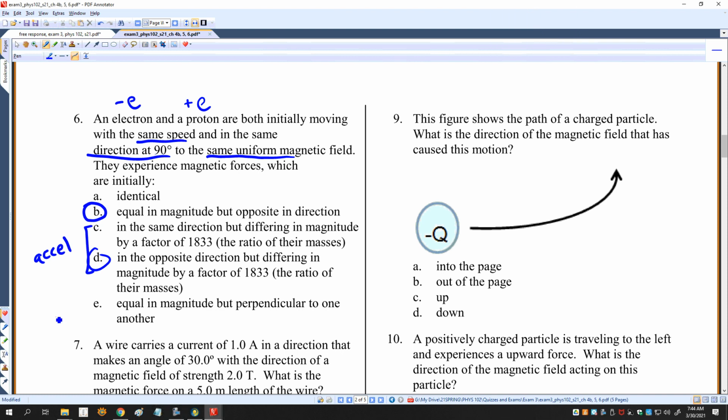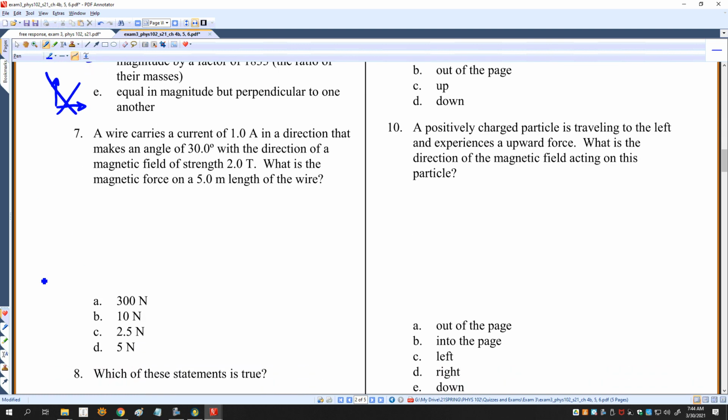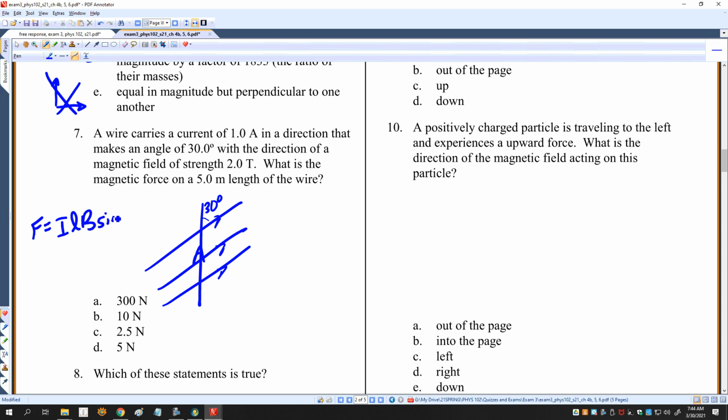Okay, so E is saying that the forces would be like this, but that's not how the forces would be at all. Okay, a wire carries a current of 1 amp in a direction that makes an angle of 30 degrees with the direction of a magnetic field. So here's my current, and here's my magnetic field at an angle of 30 degrees. I want to know what is the magnetic force. So this is a simple F equals ILB sine theta.